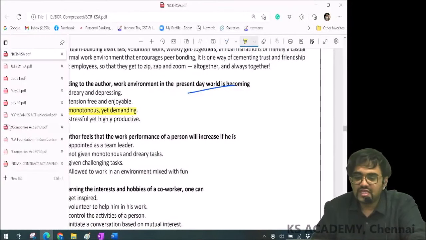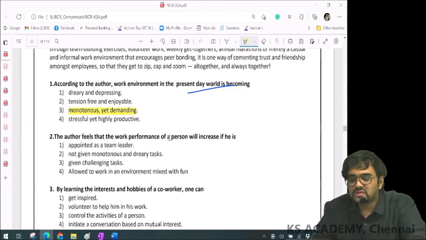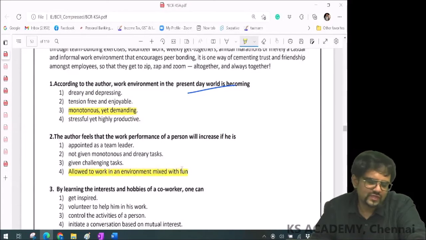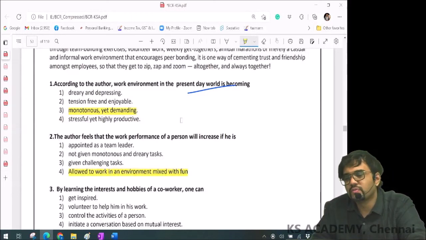The author feels that the work performance will increase if he is allowed to work in an environment which is mixed with fun. Nobody likes to work in a very boring environment. You should have some fun activities. Correct? Fun activities is the thing.